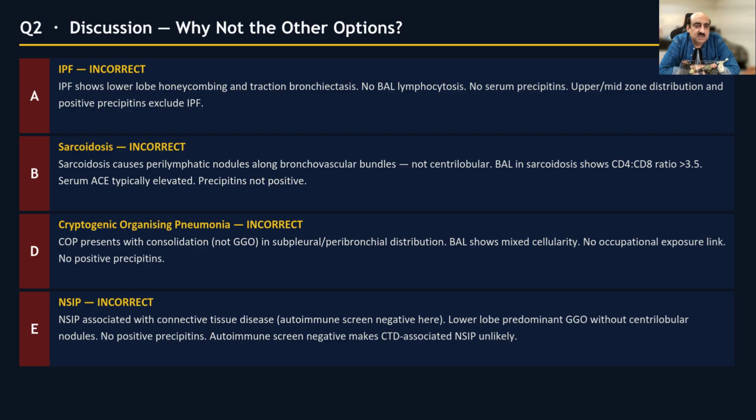And non-specific interstitial pneumonia, NSIP, is incorrect because it's usually associated with connective tissue disease, which in our patient there is no history of. And also in this patient, the autoimmune screen was negative. And usually it's a lower zone predominant ground glass opacity pattern rather than centrilobular. And again, precipitins will be negative.